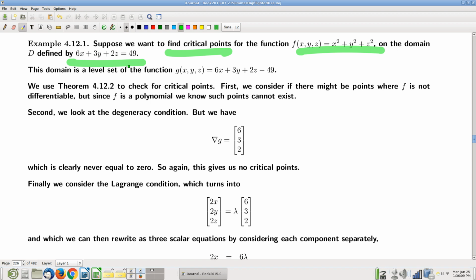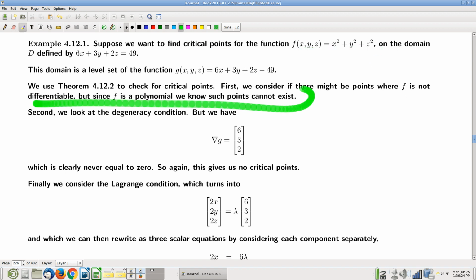And it's not 0 because that would require it being the origin, which is not on our domain. So I want to know on this domain, where's the minimum value of this function? Okay, so differentiability is not going to be a problem. We're looking at a polynomial. The function never fails to be differentiable. So there's no differentiability critical points.